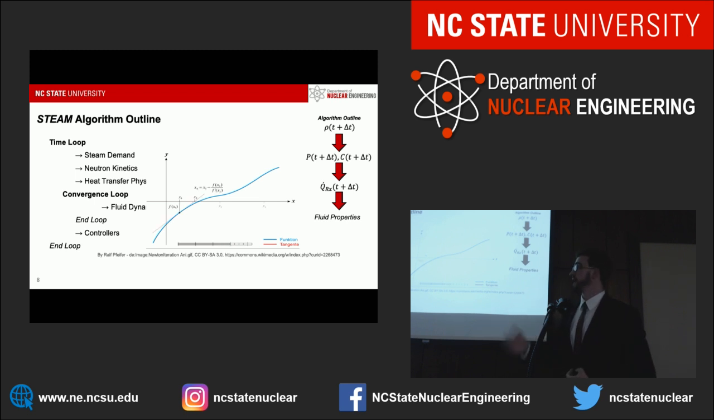And so when we start with this time loop, the first change to a reactor system due to a load following maneuver is a change in steam demand, which for us is a surrogate for the change in the electrical output. From the steam demand, we can imply a change in reactivity that's necessary to meet the new demand, and that's passed on to the neutron kinetics model. Here we calculate a new neutron precursor concentration, or C in the top right outline, and a new neutron power. This is then passed to the heat transfer physics model, where we calculate a new core thermal power, and then we use that to calculate the new fluid properties of the system.